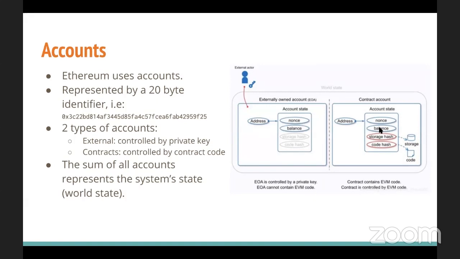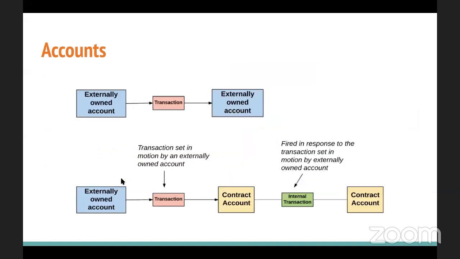So remember that the balance that we have here is the Ether balance. It's only for the coin of the blockchain, not for the tokens that live in the blockchain. And every token is an account, but it's a contract account. And well, the sum of all accounts, the externally owned accounts and the contract accounts, represents the system state of the blockchain.